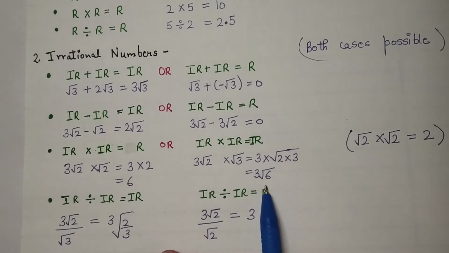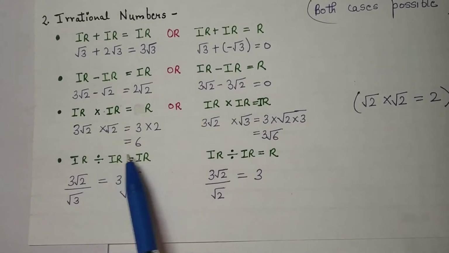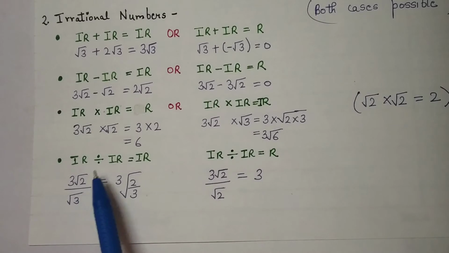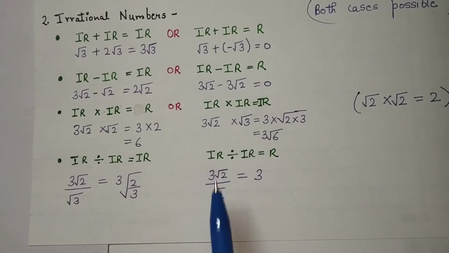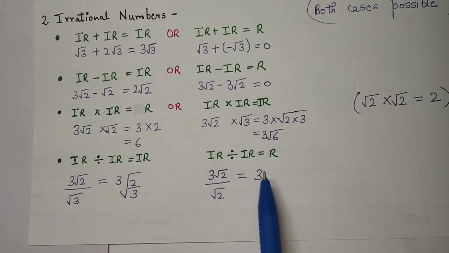So this becomes root 6. These multiplication of roots, I have written the formulas of these later on. Dividing also: if I divide two irrational numbers, I have taken 3 root 2 divided by root 3, so it comes under one root. It can't be split. This is also an irrational number. If there is 3 root 2 divided by root 2, and root 2 cancels, so it becomes only 3, which is a rational number.